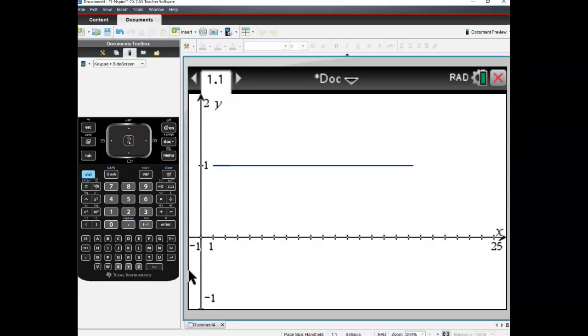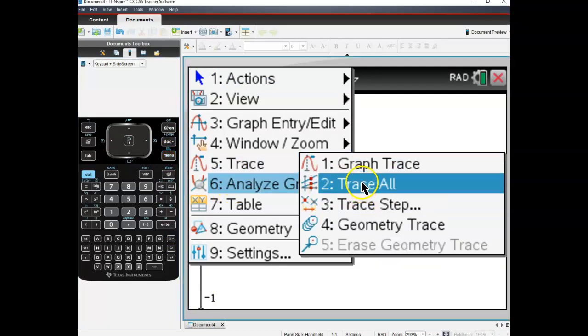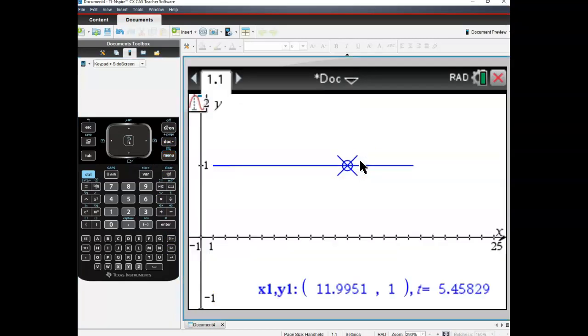Okay, so I'm going to come back here, grab my calculator, go to trace, and trace my graph. Right here, I can tell my time. My time is 5.45829, and its position is 11.99. Now my position, remember, is the x part.